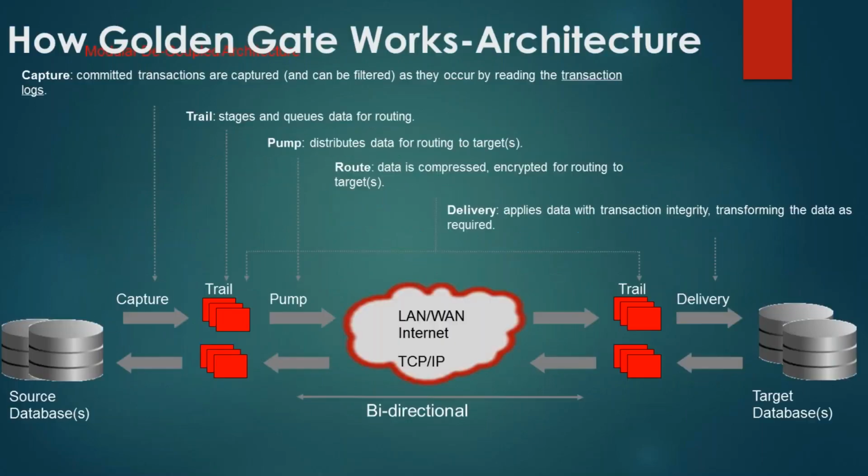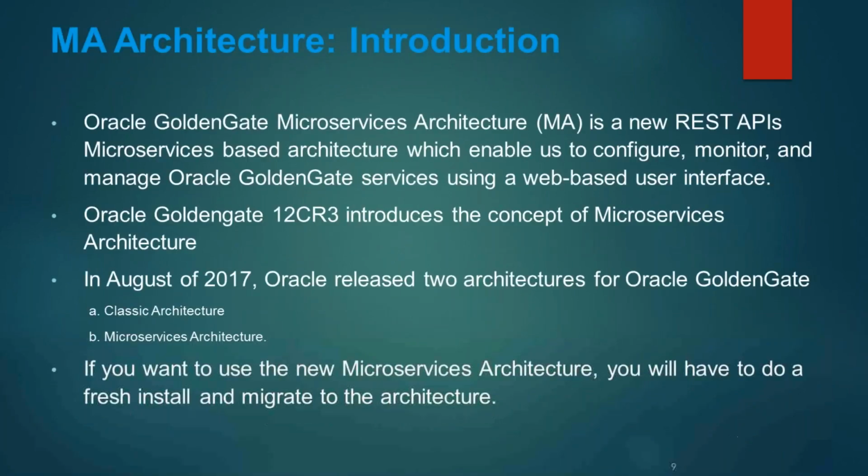What was happening in classic architecture is everything is at a process level. So capture is a process, pump is a process, delivery is a process, manager is a process. Now in microservices, everything is at a service level. So everything runs as a service now. It manages Oracle GoldenGate services using a web-based user interface. So you have GUI configuration available, which you will use to configure, monitor and manage the Oracle GoldenGate environment.